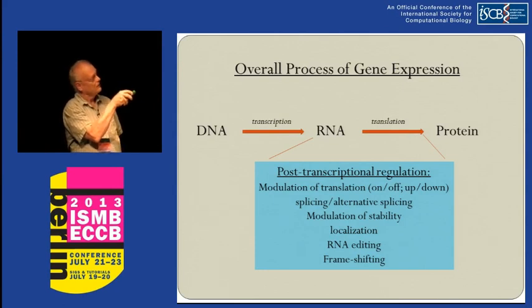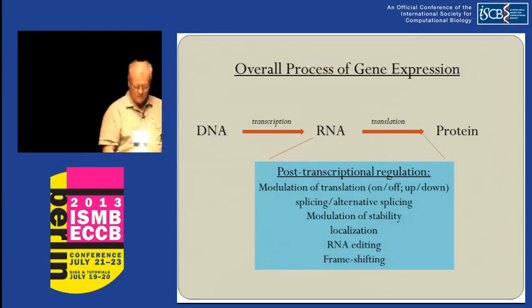You can alter how they're spliced, so what products they make. You can modulate their stability, modulate their localization. You can do editing, you can do frame shifting. You can do all those kinds of things post-transcriptionally. And we know lots of examples of those, but my guess is that we are just at the very tip of the iceberg, and there's a huge amount that we don't know yet.